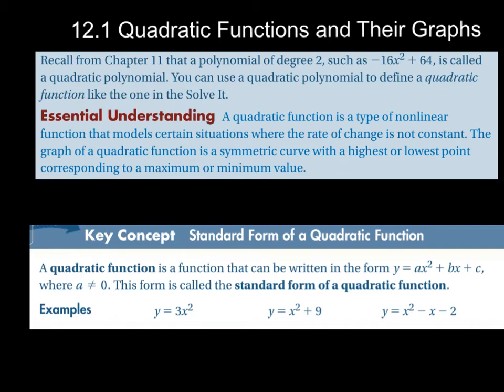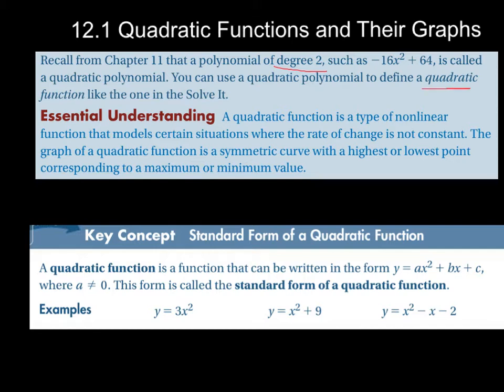In Chapter 12, we're going to start talking about quadratic functions. And in this first section, we're going to look at quadratic functions and their graphs, what the quadratic function looks like, and what the graph of a quadratic function looks like. So if you remember back at the beginning of Chapter 11, when we started talking about polynomial functions, we talked about a function of degree 2 is called a quadratic.